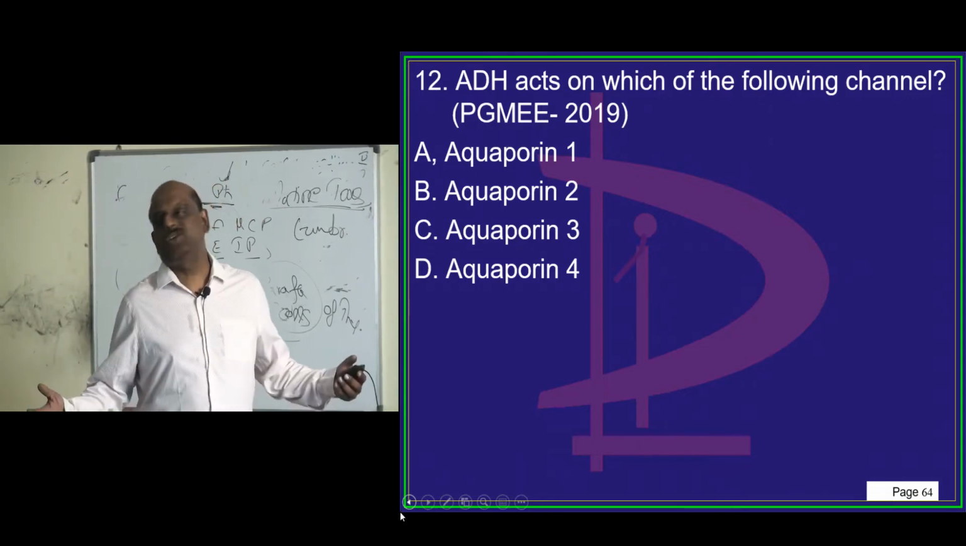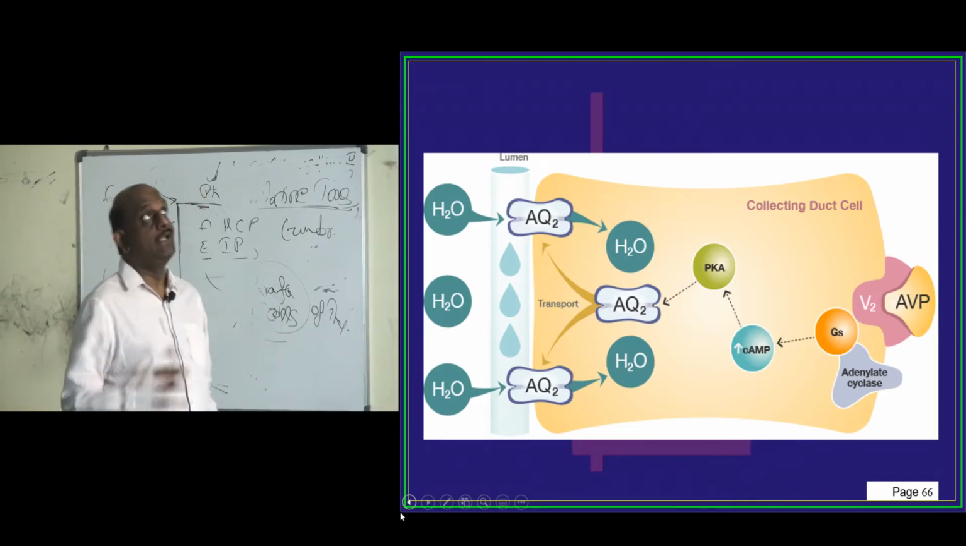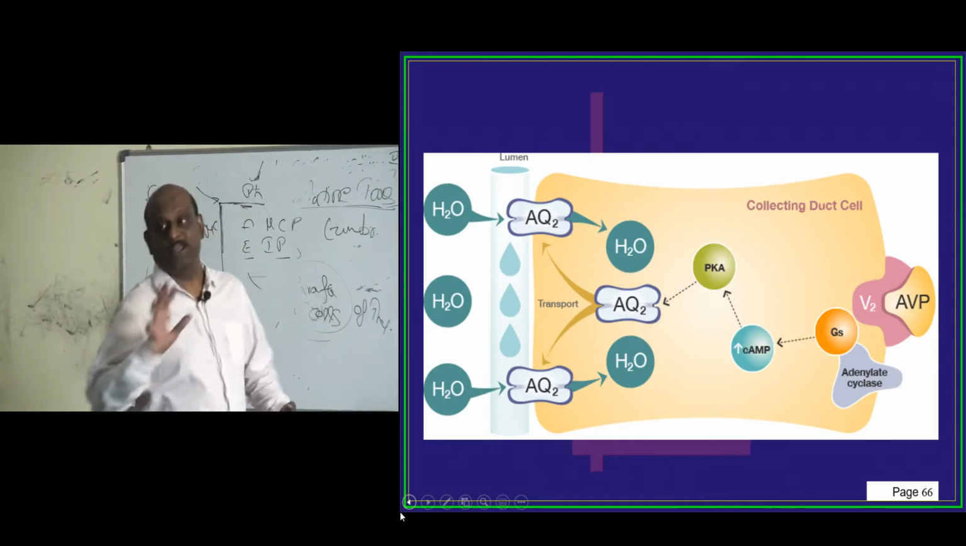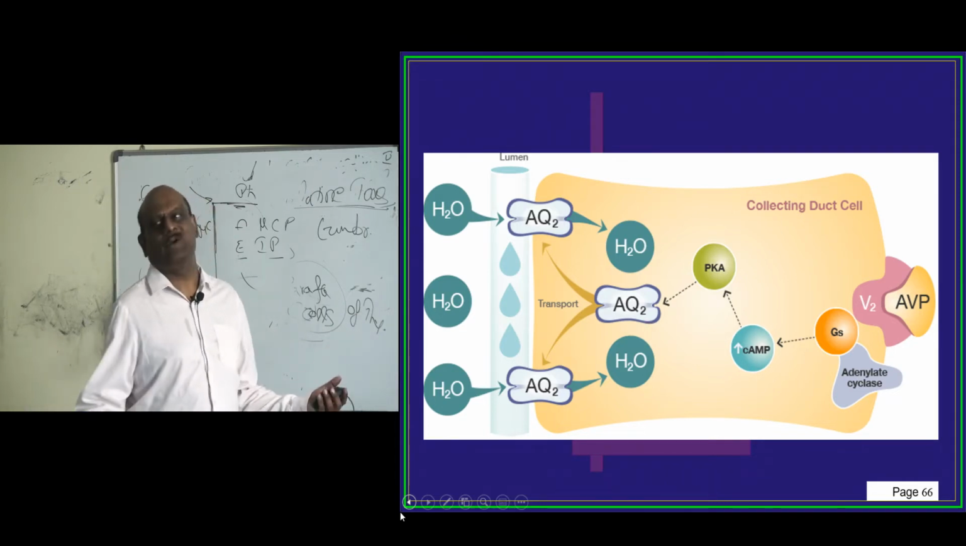Now, physiology, let us see what are the questions of the examiner. How does ADH act? It is the aquaporin 2. In the exam hall, if you say 3 or 4, no one can help, because ADH is a favorite topic of the examiner.